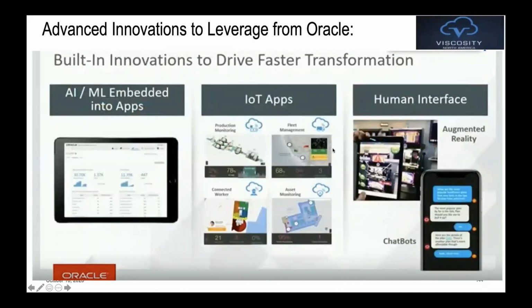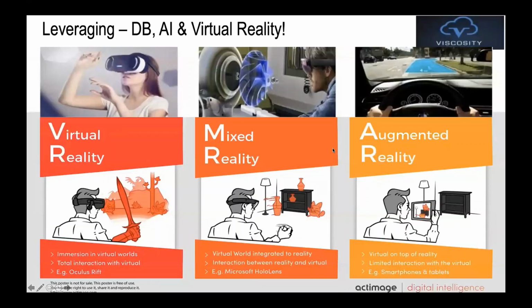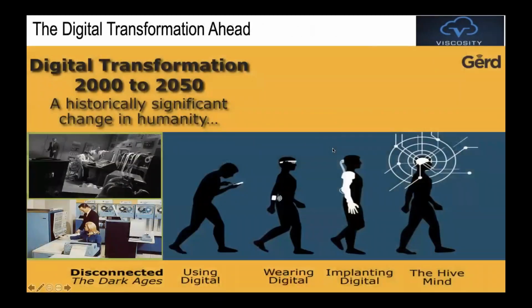So Oracle's built a lot of innovations, whether it be with machine learning, with IoT, machine learning apps, chatbots. Am I leveraging the database with AI and virtual reality, with mixed reality, with augmented reality? It's available now. Am I leveraging it with GPS and with robotics? It's available now. We're moving from using to wearing to implanting digital. Eventually it'll be the hive mind.